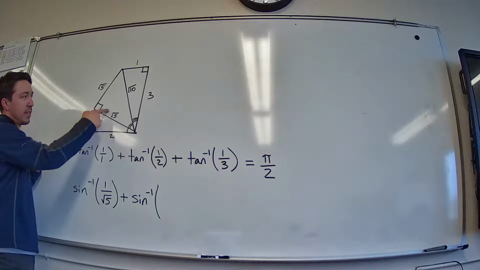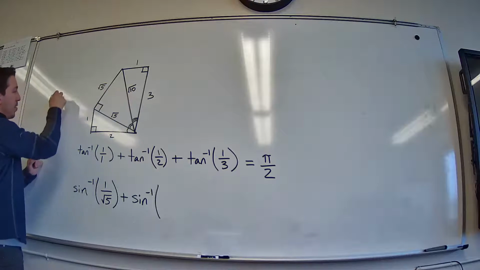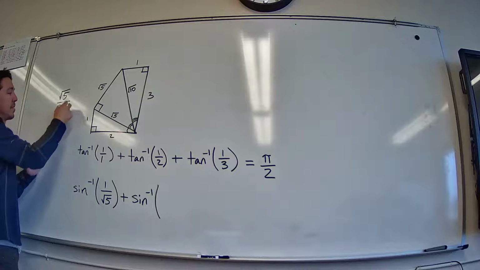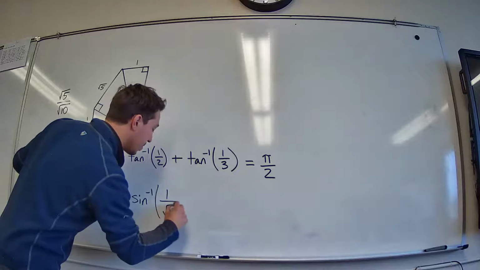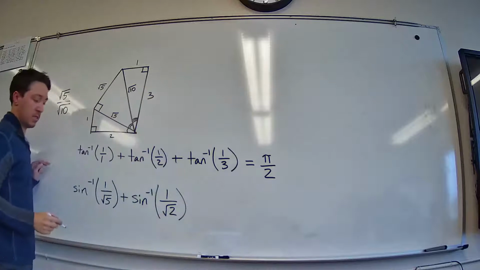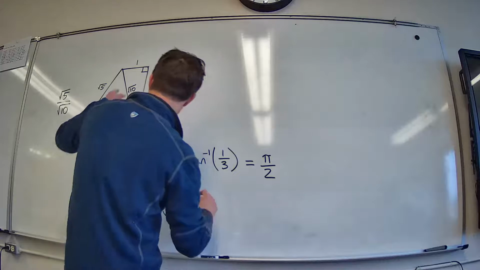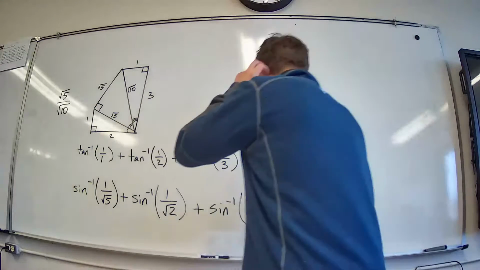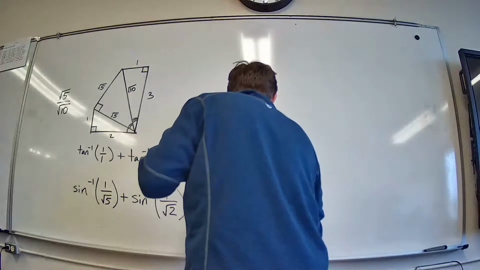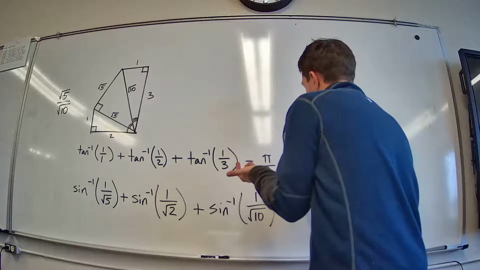How about this one? It's the inverse sine of this over this, but √5 over √10 can be simplified as 1/√2. And then the last one could be written as the inverse sine of 1/√10. And when you add those up, it's the same result as before. It's the exact same thing.